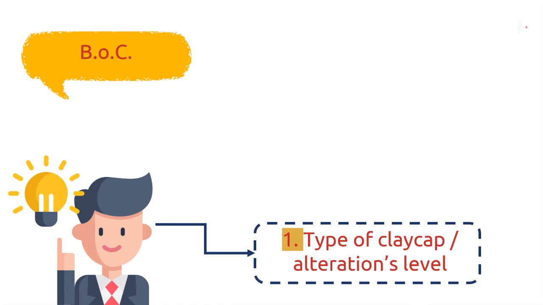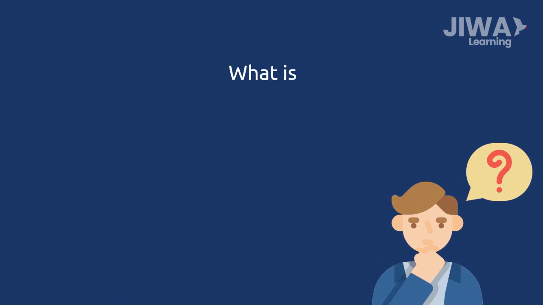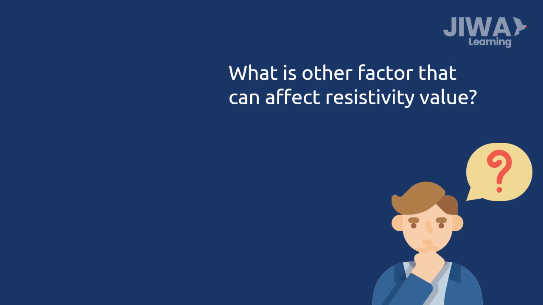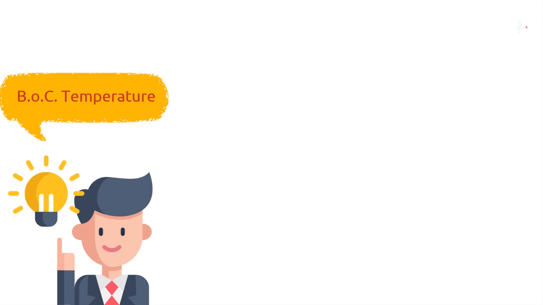So it can be concluded that the first uncertainty in delineating the BOC is the type of clay cap or the level of alteration. This uncertainty will affect the depth of BOC delineation. What is other factor that can affect resistivity value? Talking about geothermal, the temperature is an inseparable property.